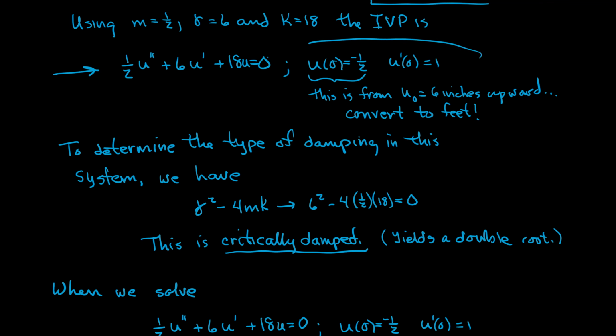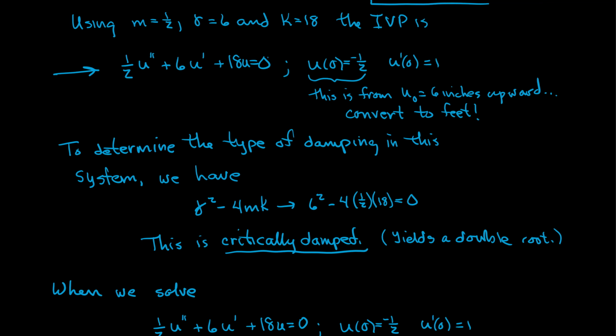Here are our initial conditions. Now be careful. Remember, this initial position is 6 inches upward, which means it's in a negative direction. And we're told that the velocity is downward. So that's in a positive direction. So watch your signs on your values.